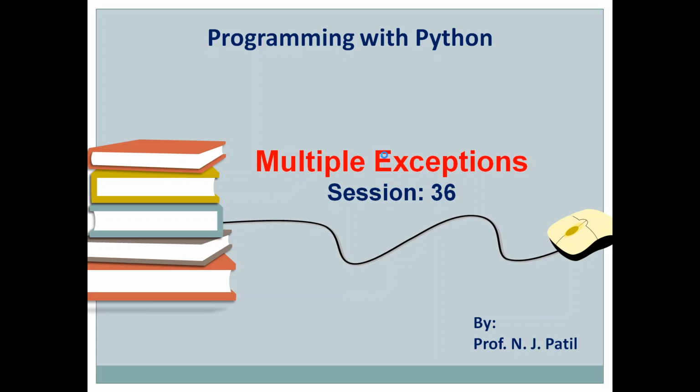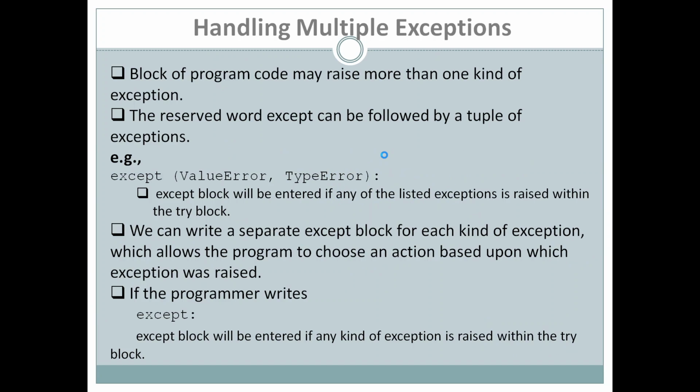In today's session, we will discuss how multiple exceptions can be handled in a Python program. So let's start. A block of program code may raise more than one kind of exception. As I have said, the same block of code may generate more than one type of exception. The reserved word except can be followed by a tuple of exceptions. In such cases, we can use except with multiple different exceptions.